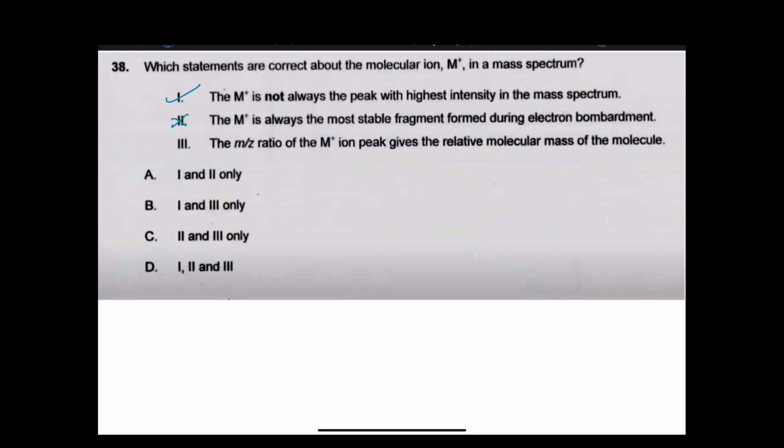So option 2 is incorrect here, of course. And the last one, the m/z ratio of the M+ ion peak gives the relative molecular mass of the molecule. This is fine because the M+ ion peak actually gives us the molar mass of the compound, right? So 1 and 3 are only correct, which is option B.